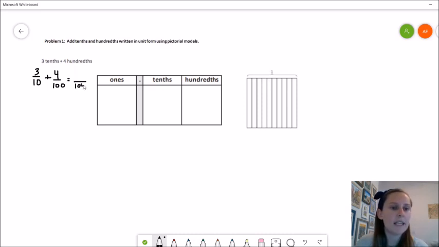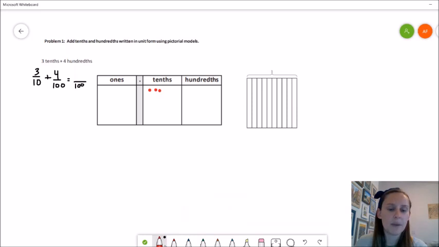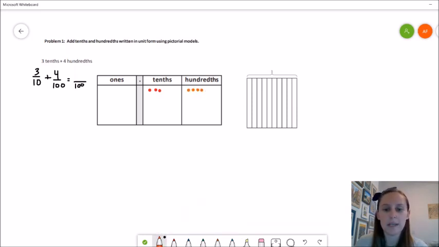We can use a place value chart to help us to figure this out. So we can start with 3 tenths. We have 3 units in the tenths place, and we have 4 units in our hundredths place to start out with. Now we know that 10 hundredths bundles and makes a tenth, which means that for each tenth that we have, we can unbundle it for 10 hundredths.